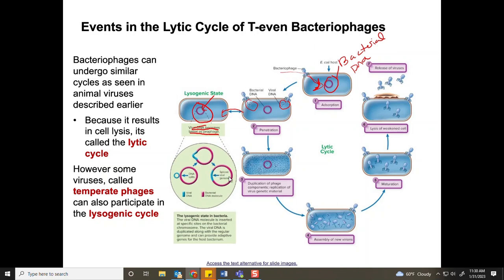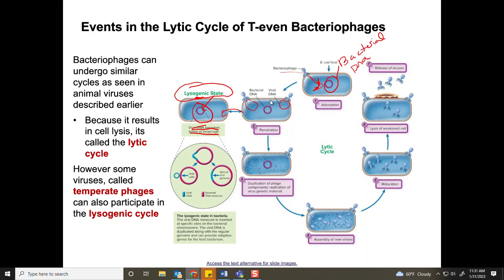All right, so now that is the lysogenic state. And it might help you maybe to remember the word. It has "gen" right here, so think genetics. The genetics are combining in this stage if it's in the lysogenic state.